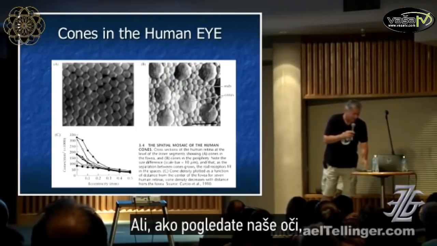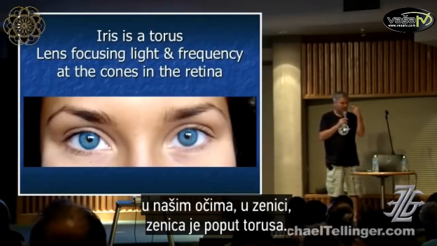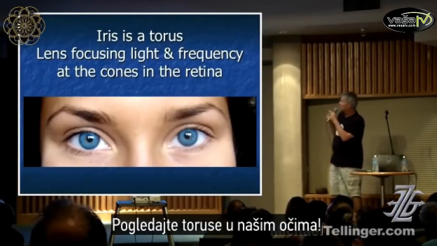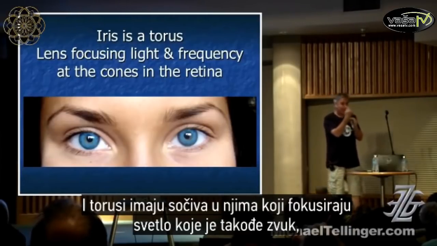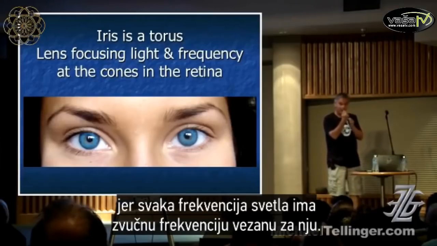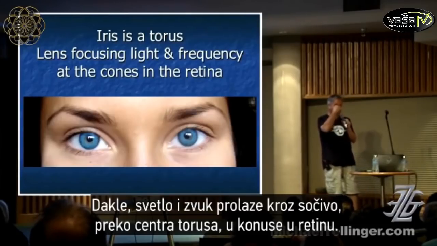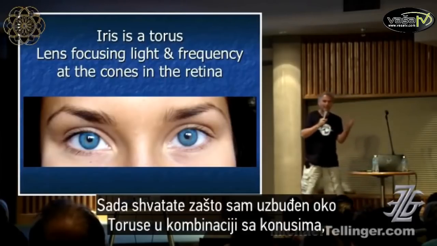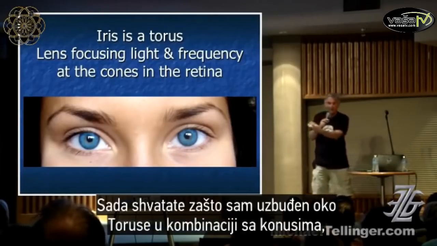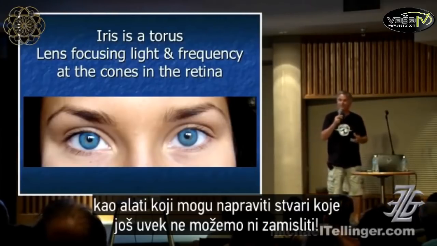But if you look at our eyes, in the iris is actually like toruses. Right? Look at the toruses in our eyes. And the toruses have lenses in them that focus the light, which is also sound, because every light frequency has a sound frequency attached to it. So it sends the sound and the light through the lens, through the center of the torus, into the cones in the retina. So now you understand why I get excited about these toruses or the cones combined as tools that could be used to do things that we can't even imagine yet.